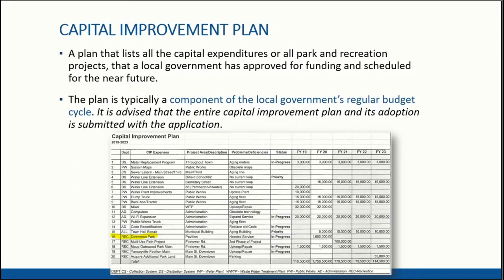You want to make sure it's not like a resolution that says if we get this grant, we'll fund it the next 3 years. That's basically what your basic facts and assurances are. This capital improvement plan is a different planning document from the local government.